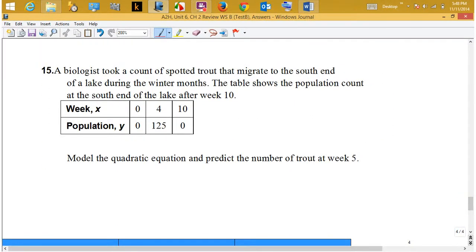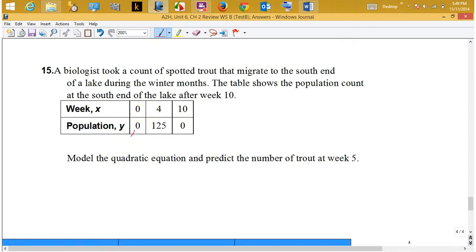Okay, the last problem here, I think it's the last one. It looks like a modeling problem, and we're going to be modeling this equation that talks about trout, and let's see what form we should use. We could use the ax squared standard form because we have 3 points here, and so I could do that. But let's take a look.